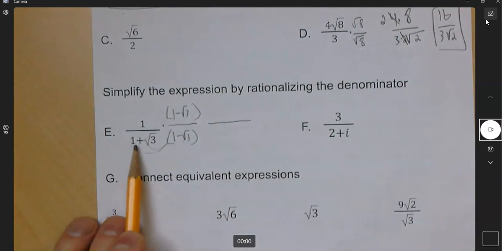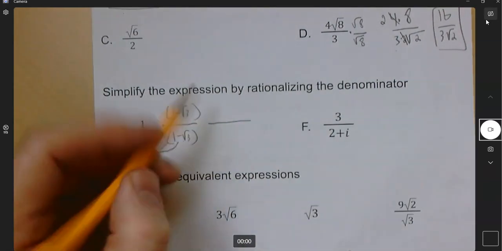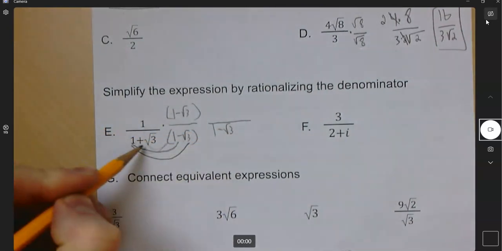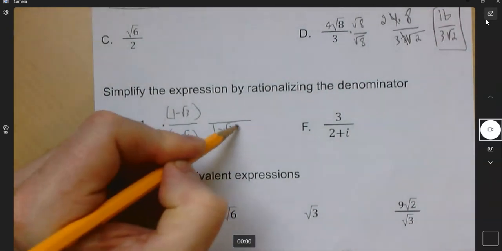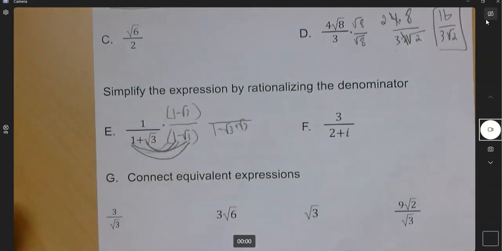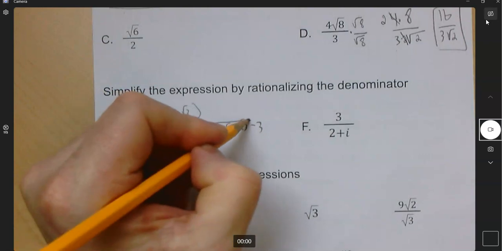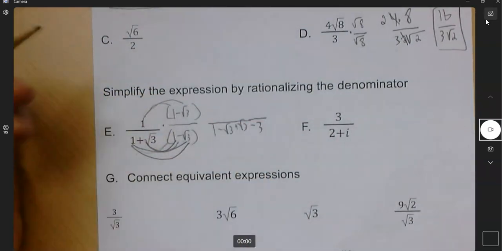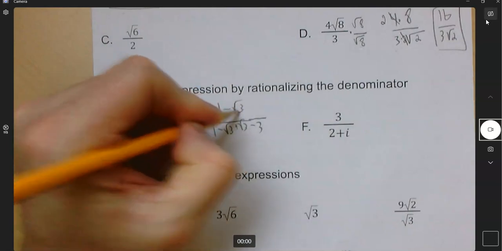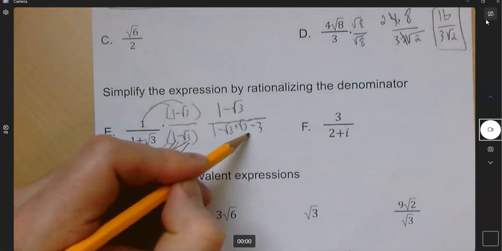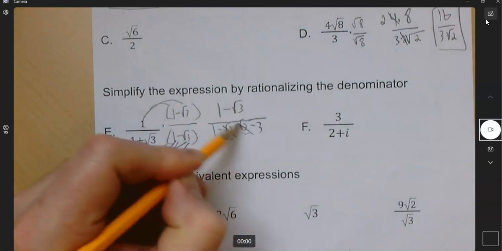So let's look at it. To FOIL this: 1 times 1, 1. 1 times negative root 3, negative root 3. Positive root 3 times 1, positive root 3. And a positive root 3 times a negative root 3, that's just negative 3. Okay. So on top, I'll have my distributive property. That's easy, 1 minus the square root of 3. But now on bottom, notice a positive square root of 3 and a negative square root of 3. Okay, cancel.